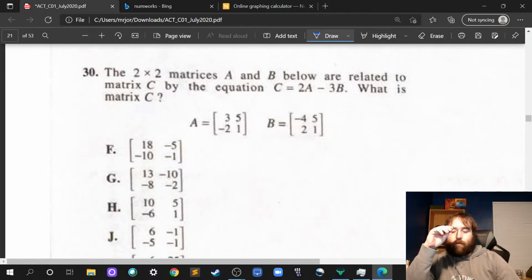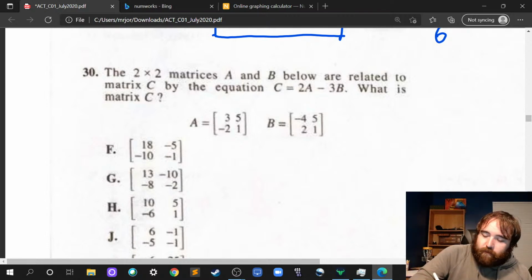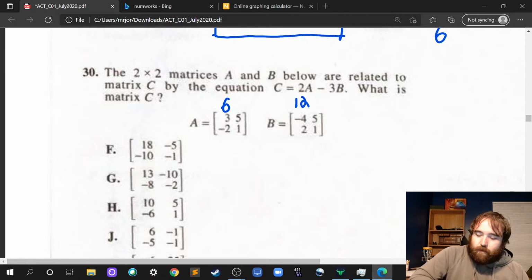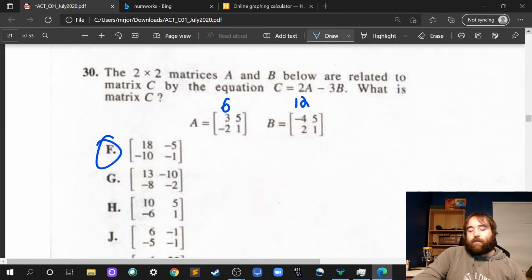Oh, matrices. So that's A, B. 2A minus 3B. So I bet we only have to do one of them. Call that 2 times 3. I'm going to do the minus 3 times minus 4. 12. So that one should be 18. Are there any other ones where that's 18? No.